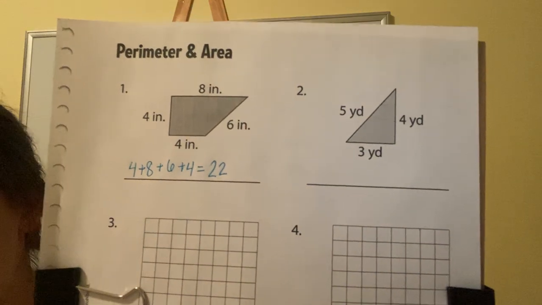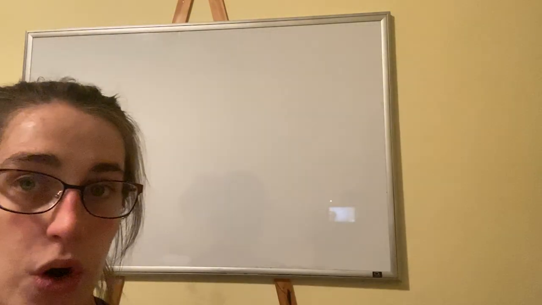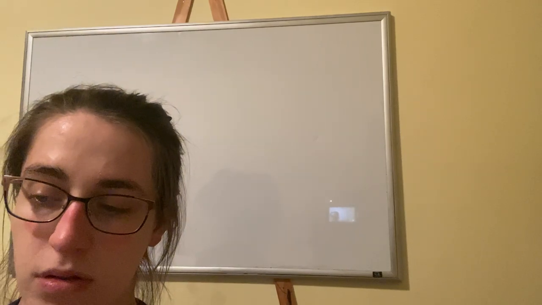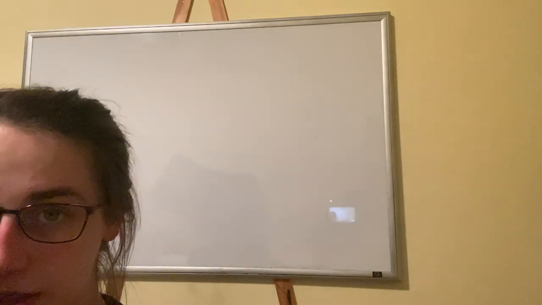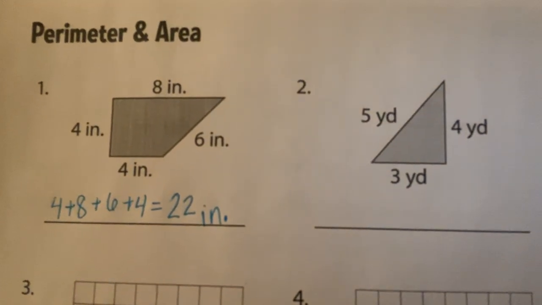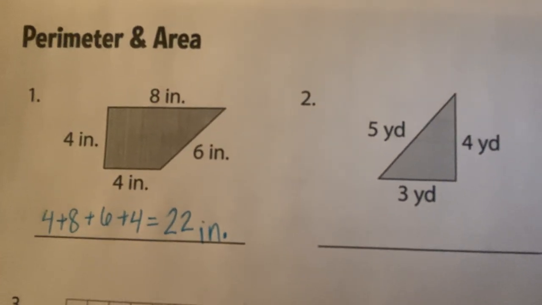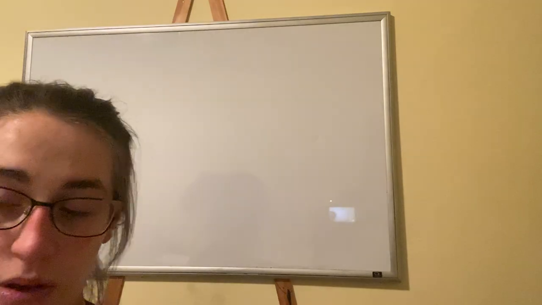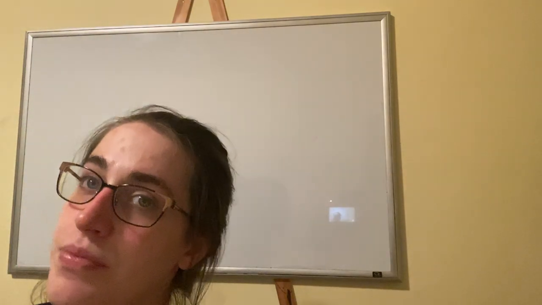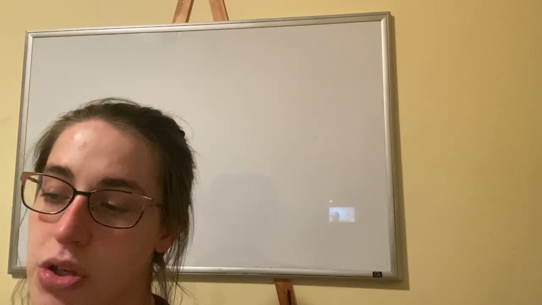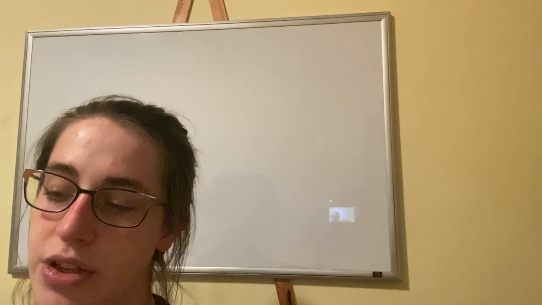22, but not just 22. What's your label in perimeter? 4 + 8 + 6 + 4 is 22 inches. 22 inches. Okay, now do the same thing with number two. Find the perimeter of number two. Write your equation.